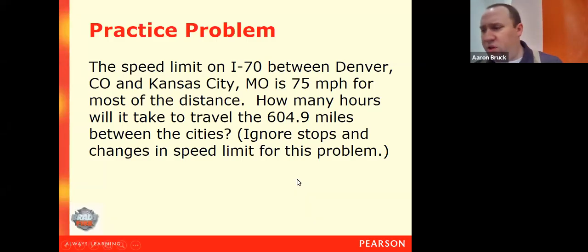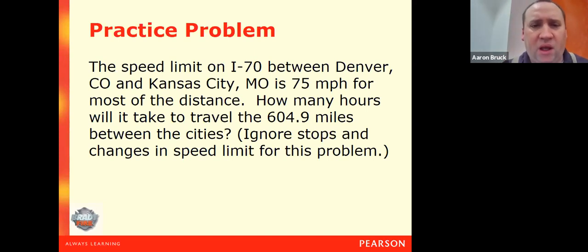So let's look at this problem. Again, we're starting where we left off on Wednesday by doing dimensional analysis to solve unit conversion kinds of problems. The question here in this case is about speed limit in particular. The stretch of land between Denver, Colorado and Kansas City, Missouri is 75 miles an hour. That's the speed limit for most of that distance.